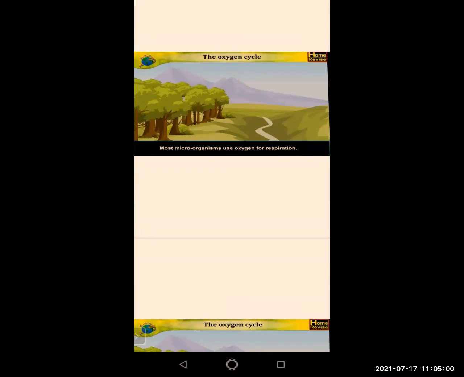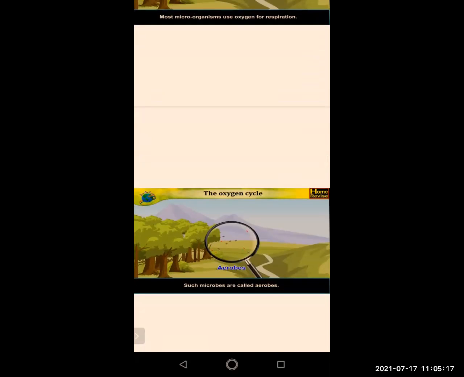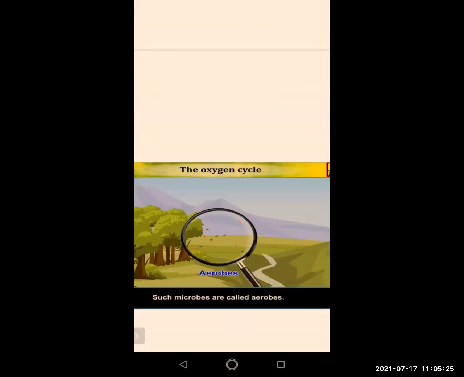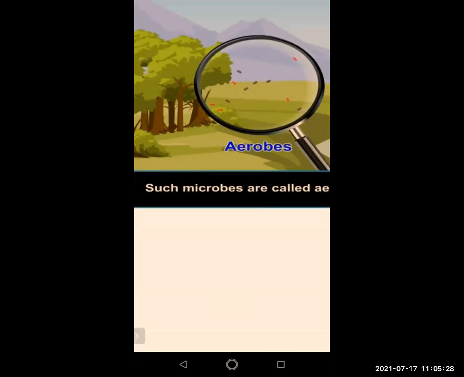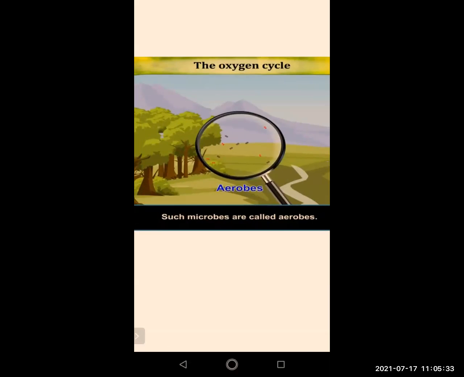Most microorganisms used for respiration, as we all know, many microorganisms are present in our atmosphere, and most of the microorganisms use oxygen for respiration. A microorganism is also a living being. Microbes which use oxygen for their living process are called aerobes, and those microbes which do not need oxygen are called anaerobes.